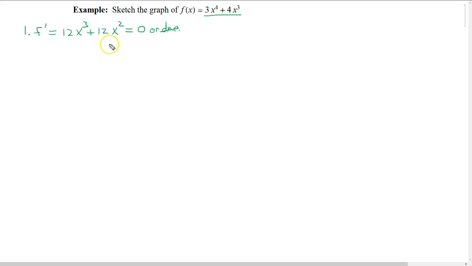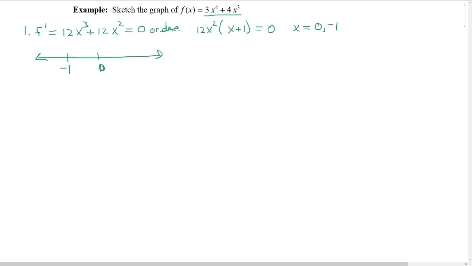That derivative exists everywhere. So solving this equation for 0, notice we can factor out a 12x squared here, and so we get x equals 0 and negative 1. So those are our critical numbers for our function f of x. So now we'll set up our number line and we'll plot 0 and negative 1.